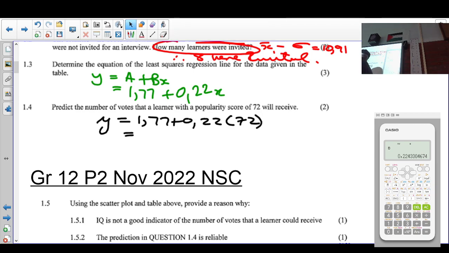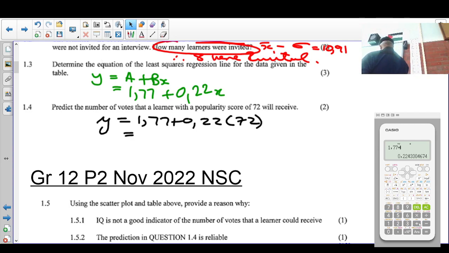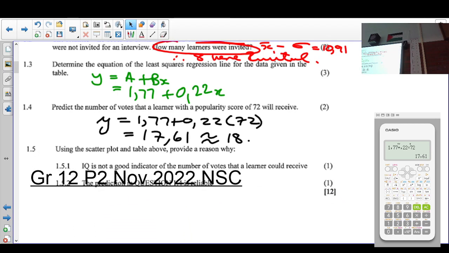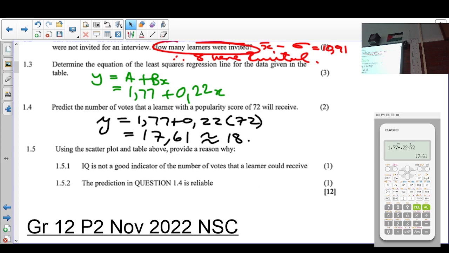So that gives us 1.77 plus 0.22 times 72, which gives us 17.61. So it's approximately 18 votes you will receive. Okay. Let's look at 1.5.